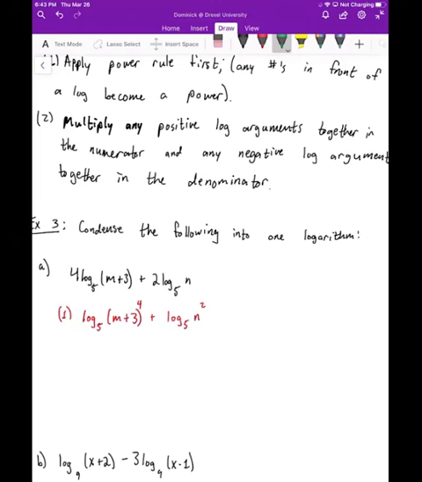Now, since both of these are positive, we're going to multiply them together, or I should say multiply their arguments together, and now write this as a single log. It's going to be log base 5 of (m plus 3) to the 4th times n squared, right? Both of these terms are positive, so we're going to multiply their arguments in a numerator. And if there's no denominator, it's just going to be multiplying them together.